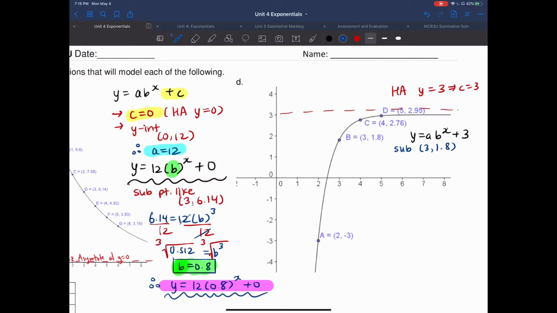When I do that, I will get 1.8 equals ab^3 plus 3. At that point, I'm going to try to get my a and b together. So I'm going to subtract 3 from both sides, and I get ab^3 is equal to negative 1.2. That is my first equation. At this point, I need two equations because, again, when I have two unknowns, I need two equations to solve for them.